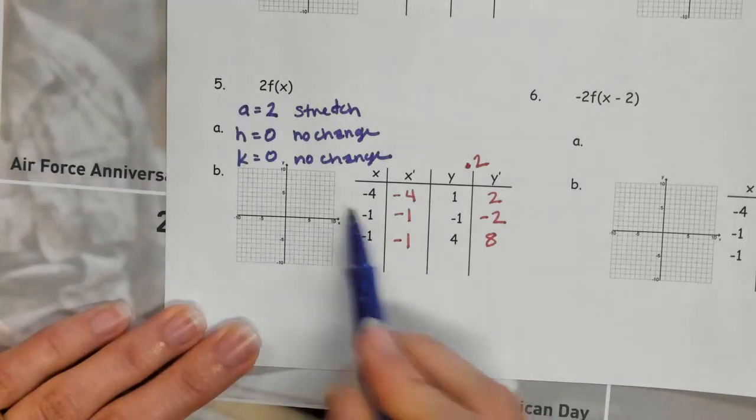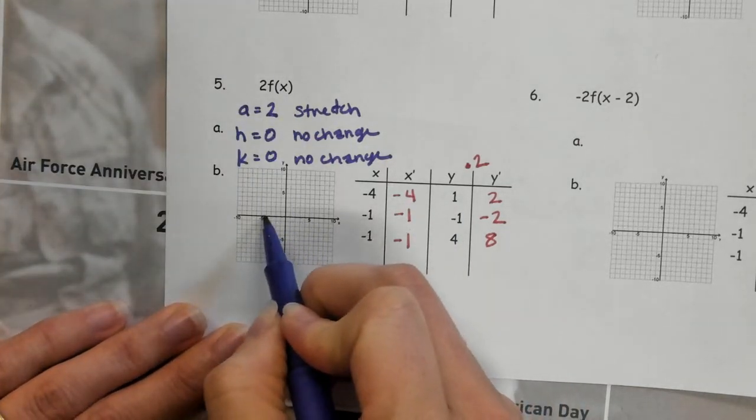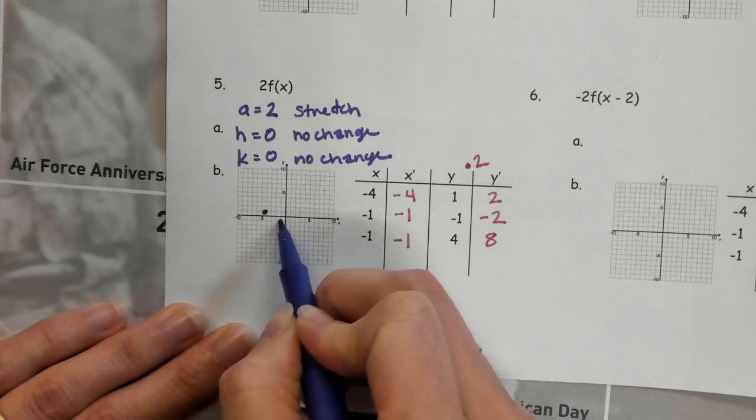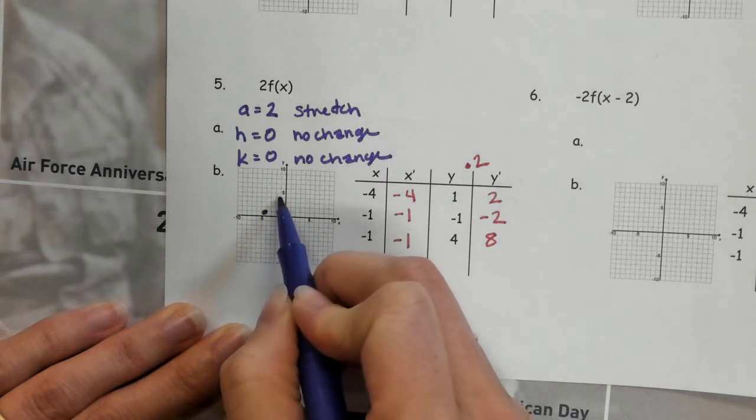So in this case now I have 3 points. So -4, 1, -1, -1, -1, 4.